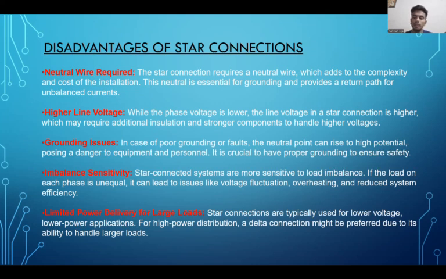Star connections are typically used for lower voltage, lower power applications. For high power distribution, a delta connection might be preferred due to its ability to handle larger loads.